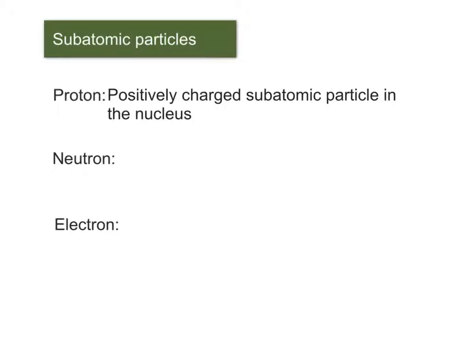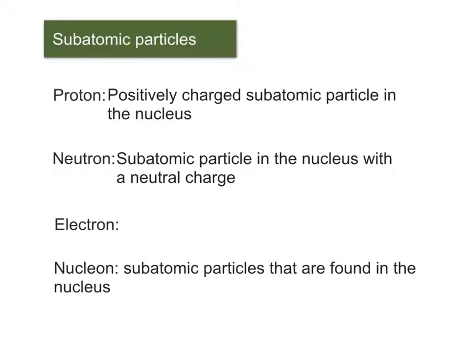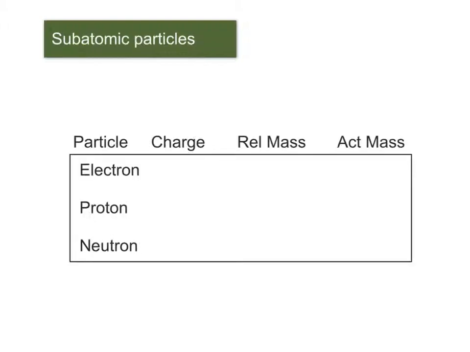The neutron, also found in the nucleus, which is called a nucleon, has no charge but does contribute mass to the atom. And then the electrons are those subatomic particles that move around in a cloud outside the nucleus, and those have a negative charge. Okay, now we're going to review the properties of each of these particles.